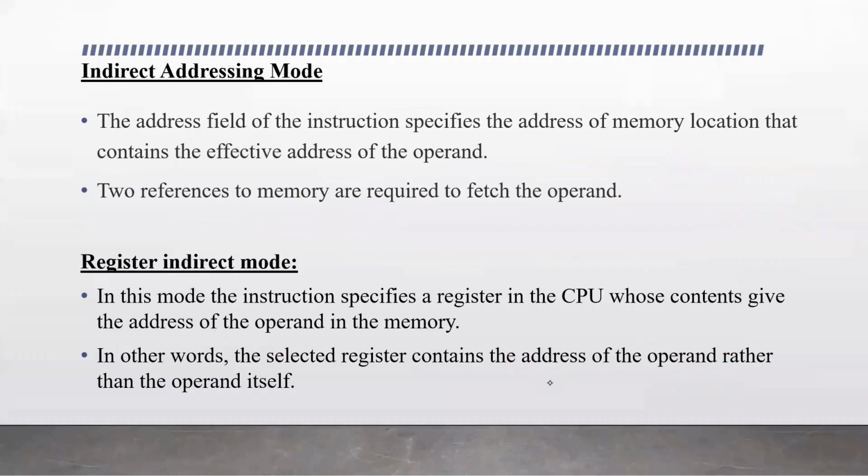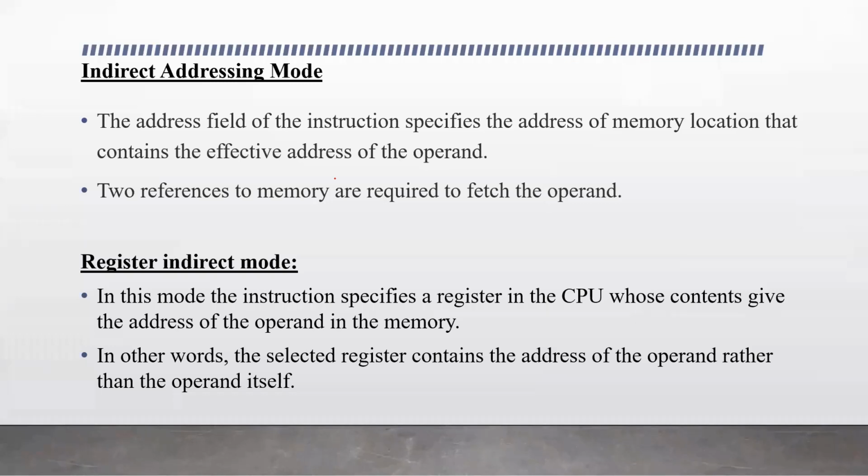And the other type of addressing mode. These are the two major types, direct and indirect addressing mode. In direct addressing mode, you will have the operand in the location specified. In indirect addressing mode, the address field of the instruction specifies the address of the memory location that contains the effective address of the operand. The address field will not specify the location of the operand.